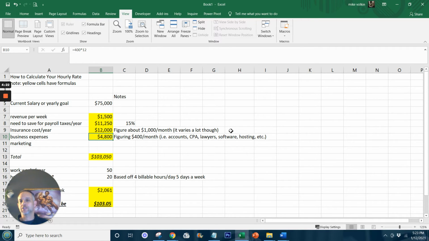Now you're going to have business expenses too, all right? So what you can do, and we're going to put in marketing later, but business expenses is $400 a month, all right? There's stuff that you're going to need. You're going to need an accountant if you're not one. You're going to need a CPA. Hopefully you won't need this, but you've got to factor in a potential need for a lawyer, right? Software, hosting, like website or whatever, right? You're going to need that kind of stuff. And that's going to run you about $400 a month or about $4,800.